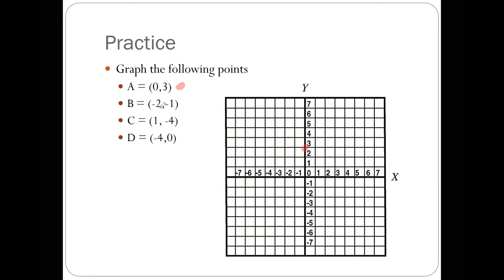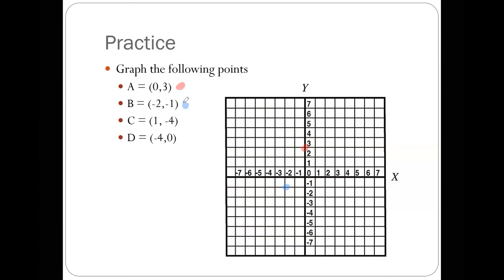So -2, -1. So that means from the middle, I'm always starting in the middle, go left 2, and then go down 1. So I'm going to put a dot right there. So left 2 and down 1 because they're both negative.